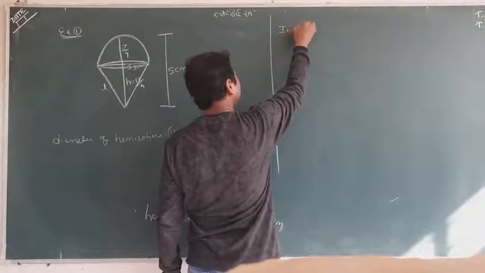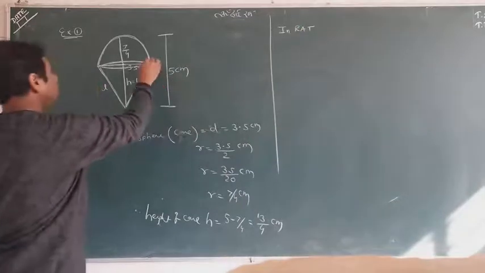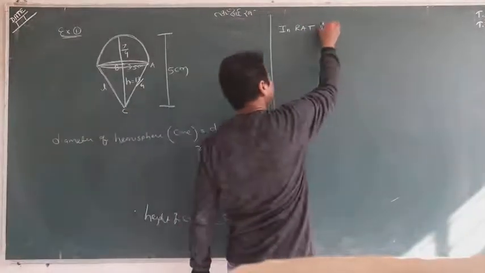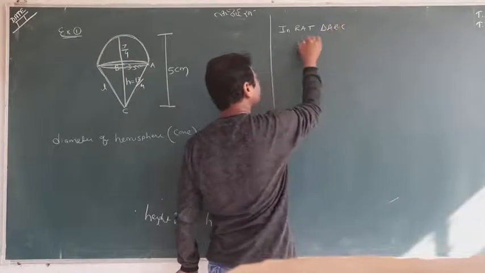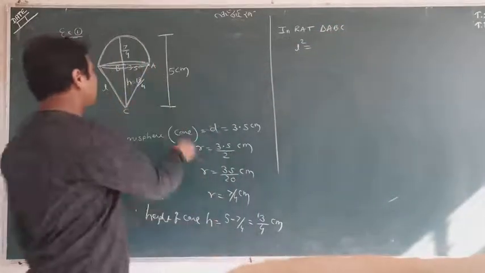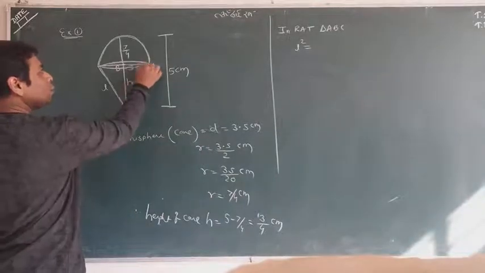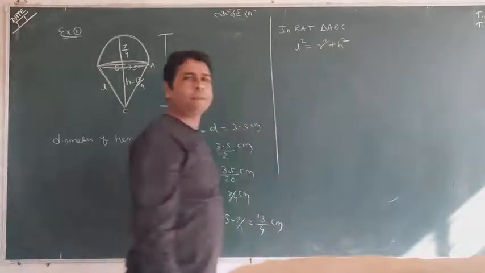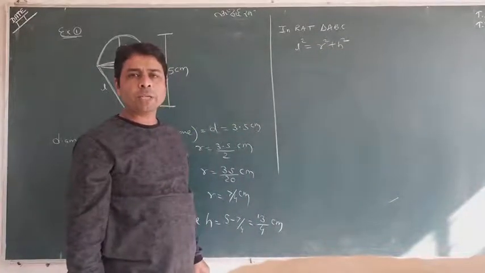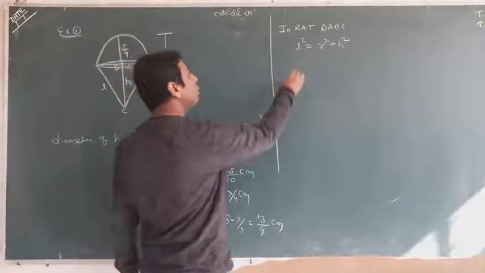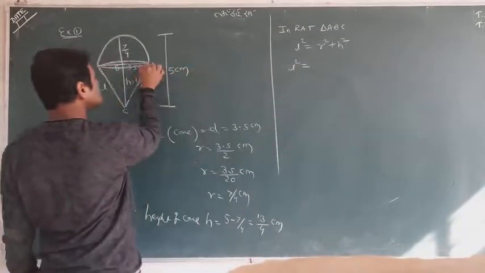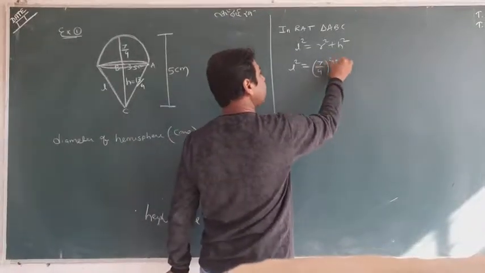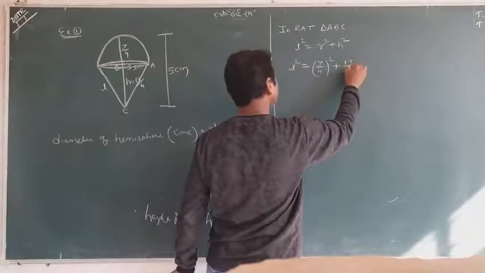Look, in the right angle triangle ABC, you know, l square equals r square plus h square. This is the Pythagoras theorem. Why am I using it? Because I have to find l. So l square equals radius square, which is 7 by 4, and height is 13 by 4.